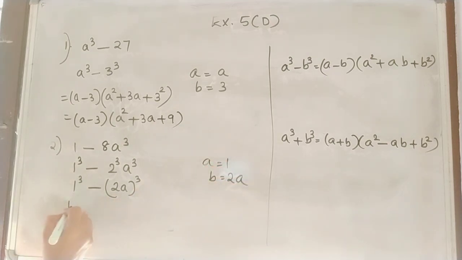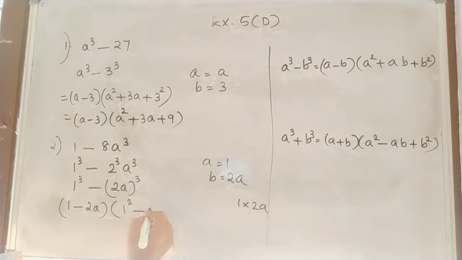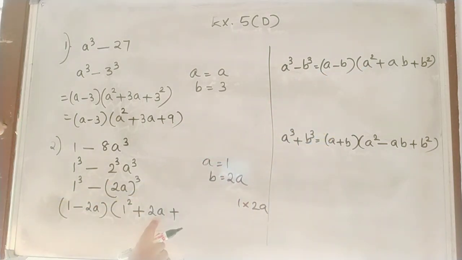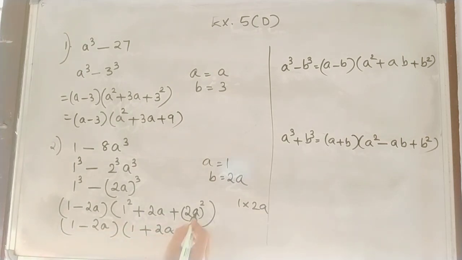So how can we write that? That is (1 minus 2a) into (1 square plus ab, that means 1 into 2a, that is 2a itself, plus b square). Using the identity (a minus b)(a square plus ab plus b square), b is 2a, so (2a) the whole square. So we can write (1 minus 2a)(1 plus 2a plus 4a square).